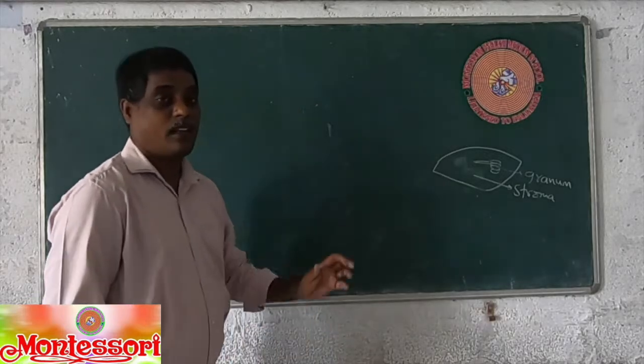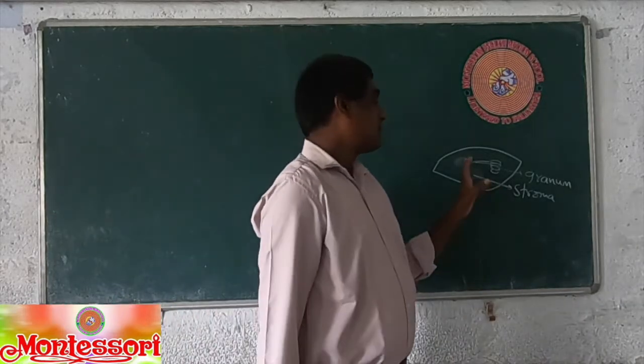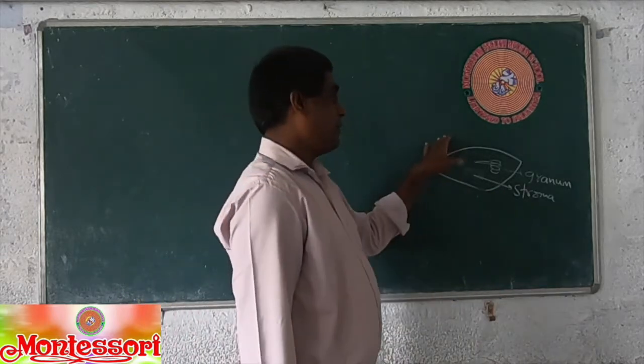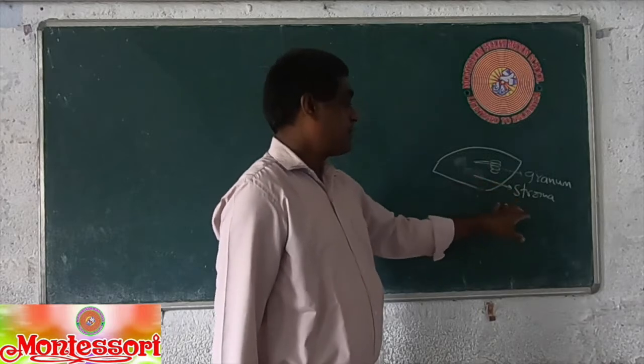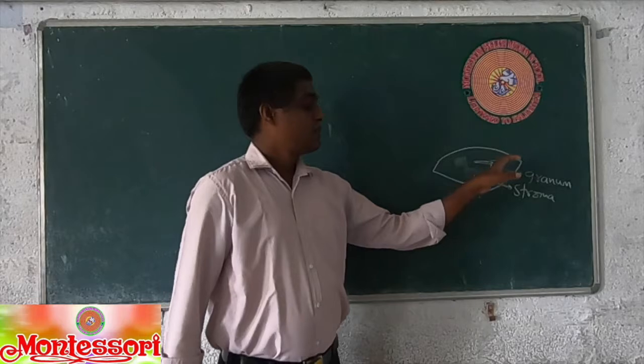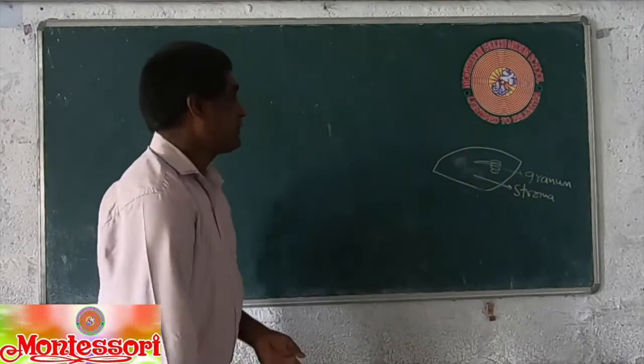In the previous class we learned about the structure of a chloroplast. The chloroplast is made up of three membranes, the outer membrane and the fluid-filled stroma, whereas the thylakoid is filled with a granum-like structure.